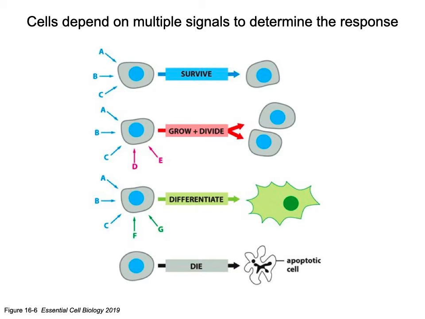Where if it receives the same signals plus D and E, then it actually says, okay, we'll grow and divide. But if we have those same A, B, C, but now we have E and F, it actually tells it to differentiate and become a different cell type. And if there's no signal, that can signal the cell to die. Different signals can induce apoptosis and catalyze it to die too. So again, it's a collection of that information.